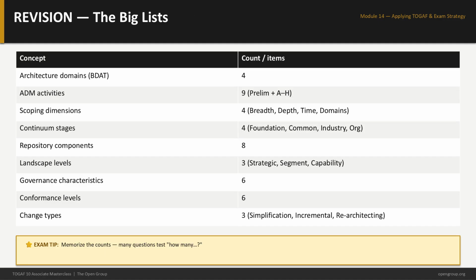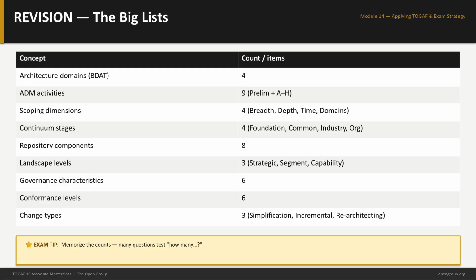Now the counts, because many questions simply ask how many. There are 4 architecture domains, captured by BDAT. There are 9 ADM activities, preliminary plus A through H. There are 4 scoping dimensions, breadth, depth, time, and domains. There are 4 continuum stages, foundation, common systems, industry, organization specific. There are 8 repository components. There are 3 landscape levels, strategic, segment, capability.